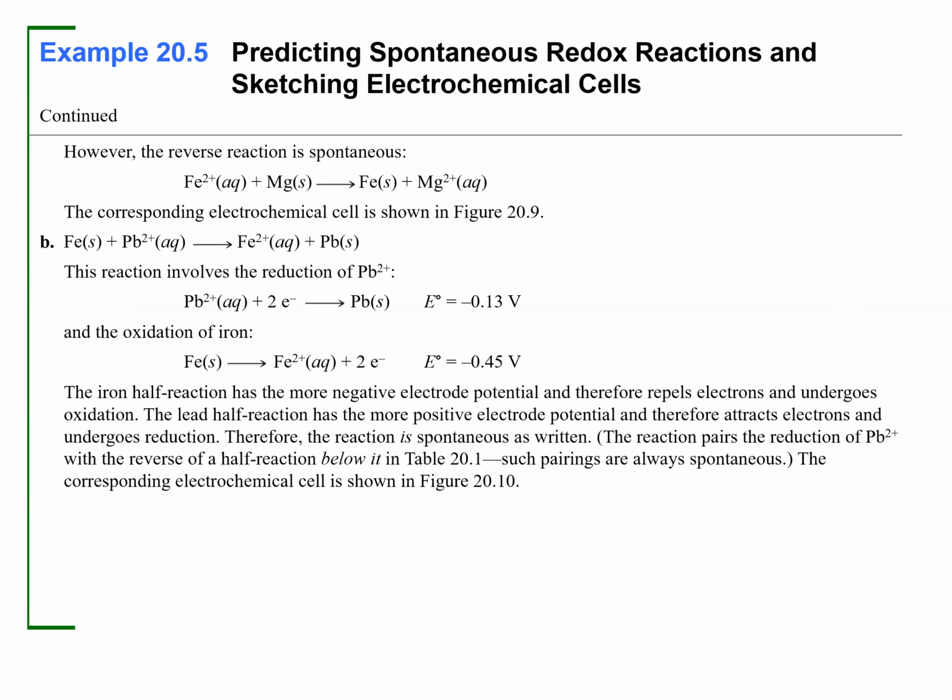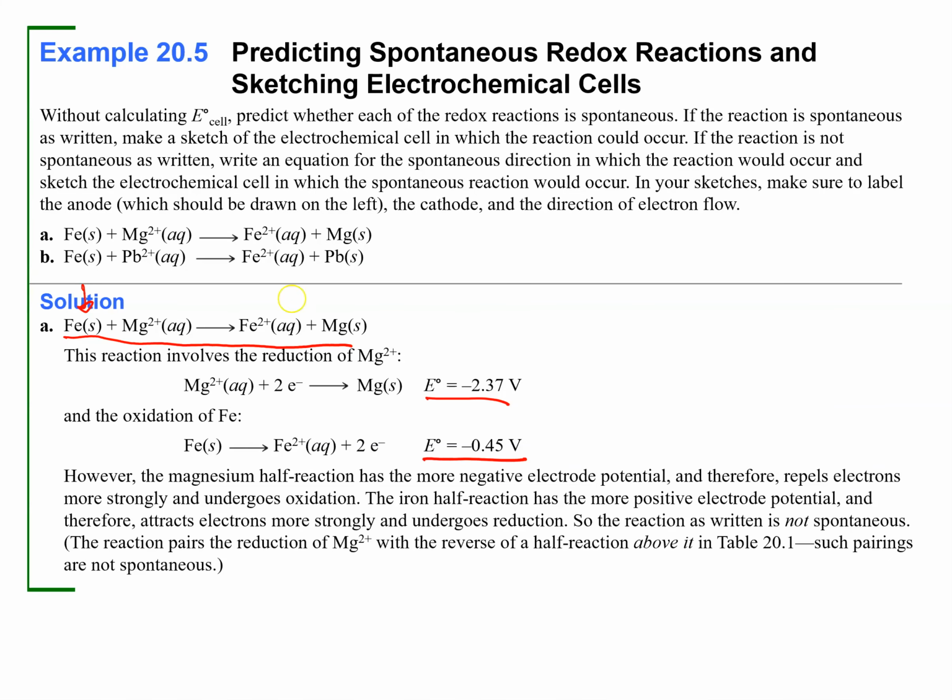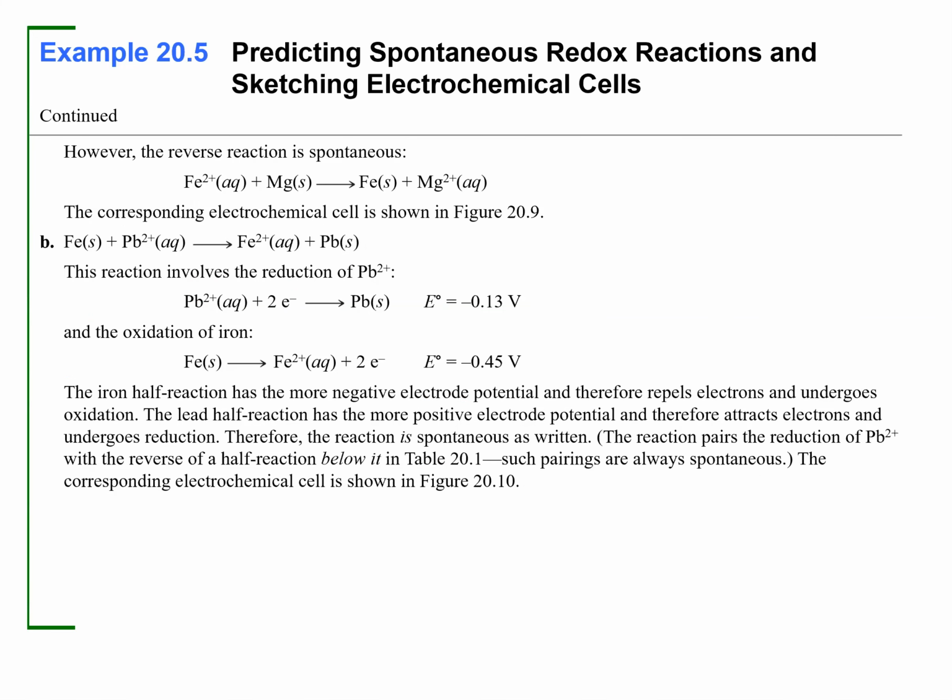However, if you drew it in reverse, if we went back, and you looked at it going this way, that would be spontaneous, as drawn, going from reactant to product, for the exact analogous rationale that we just walked through. Likewise, let's look at lead and iron.